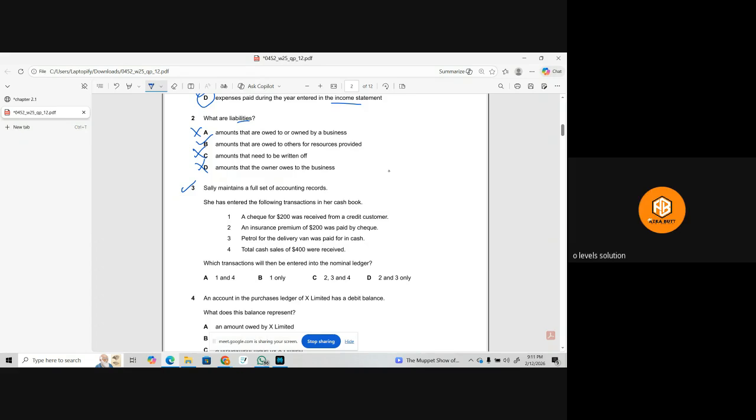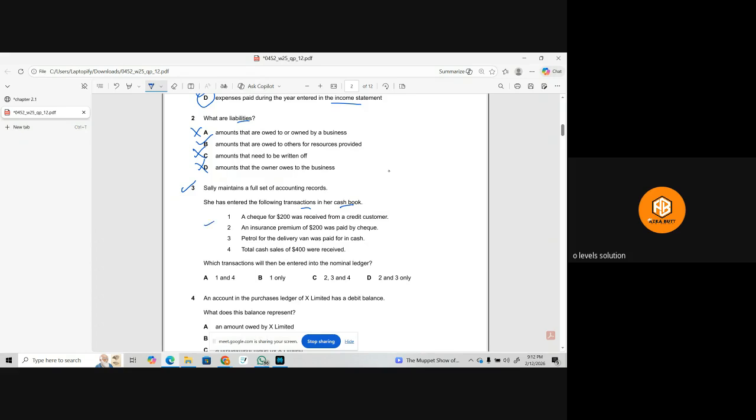Okay, so Sally maintains a full set of accounting records and she has entered the following transactions in her cash book. First is that a check for $200 was received from a credit customer. Okay, so it affects the bank and the customer, meaning receivables. Customer is a personal account. It's not nominal, so this will not be recorded in the nominal ledger.